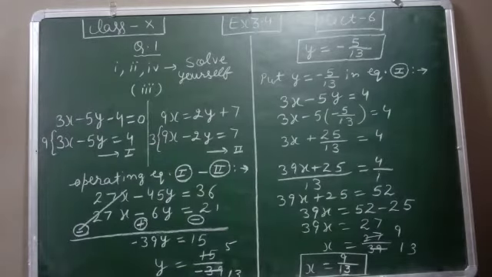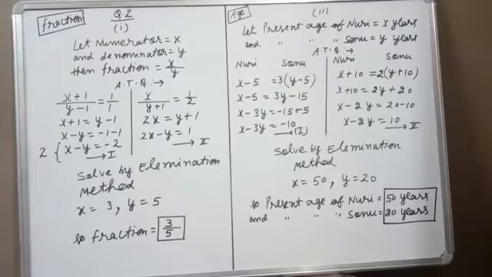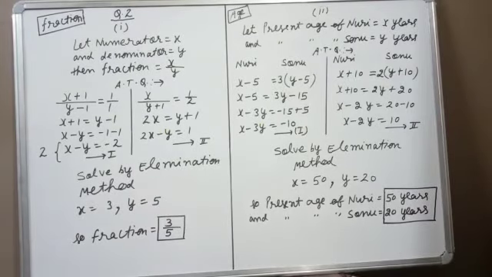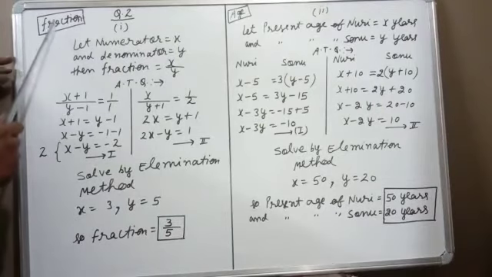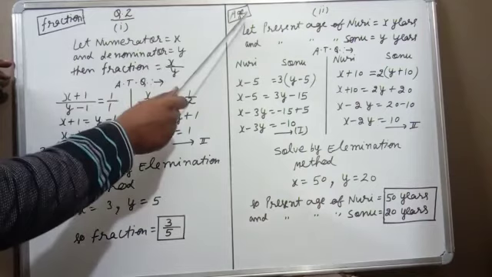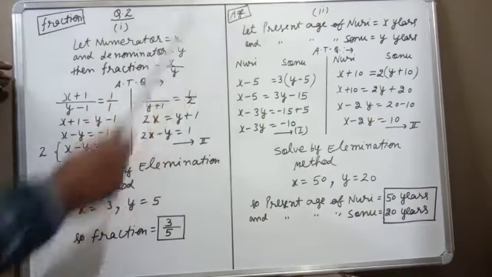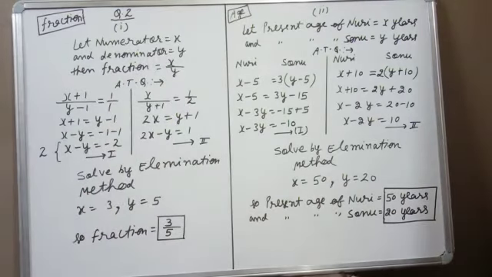Now come to the question number second. Now second question again is type of word problem. First type fraction, already we discussed in 3.3. Second part is already we discussed in 3.3. So let us read the first part of second question.